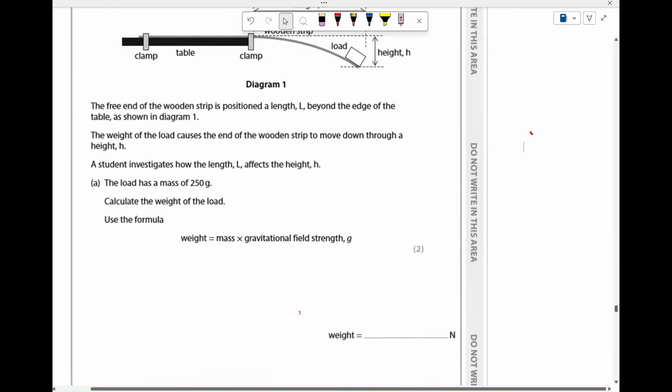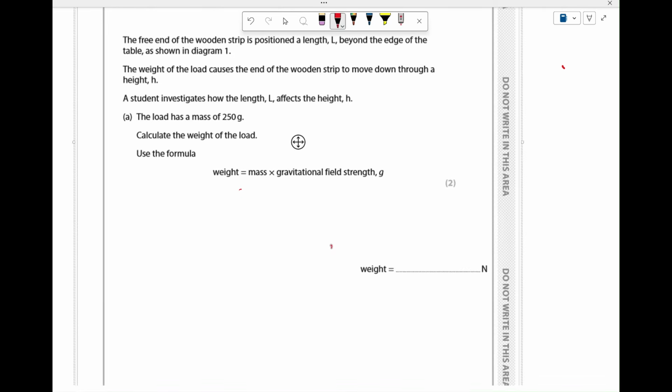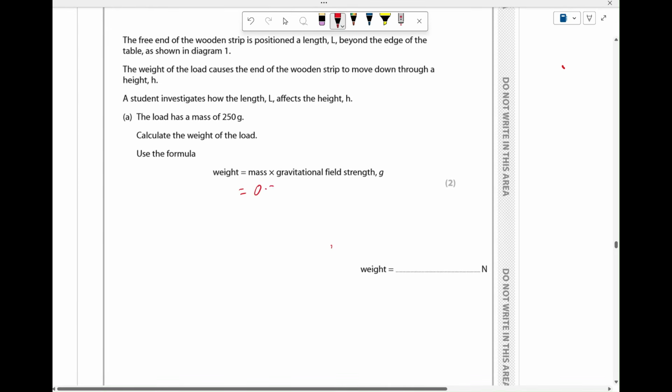Question 10 starts with, in fact they tell us the formula, weight equals mass times gravitational field strength. You need to make sure you've converted that into kilograms, so you're going to divide by 1,000 to put that at 0.25 kilograms. 0.25 times 10, 2.5 newtons.